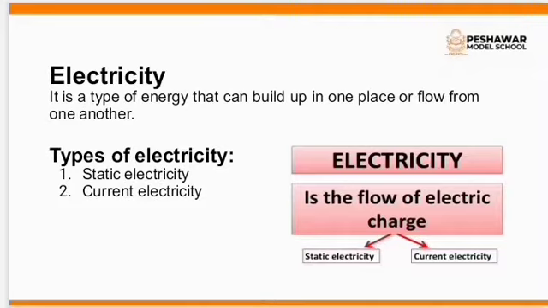There are basically two different types of electricity: static electricity and current electricity. You can also simply define electricity as the flow of electric charges. So we have to study the types of electricity. Let's begin with this.